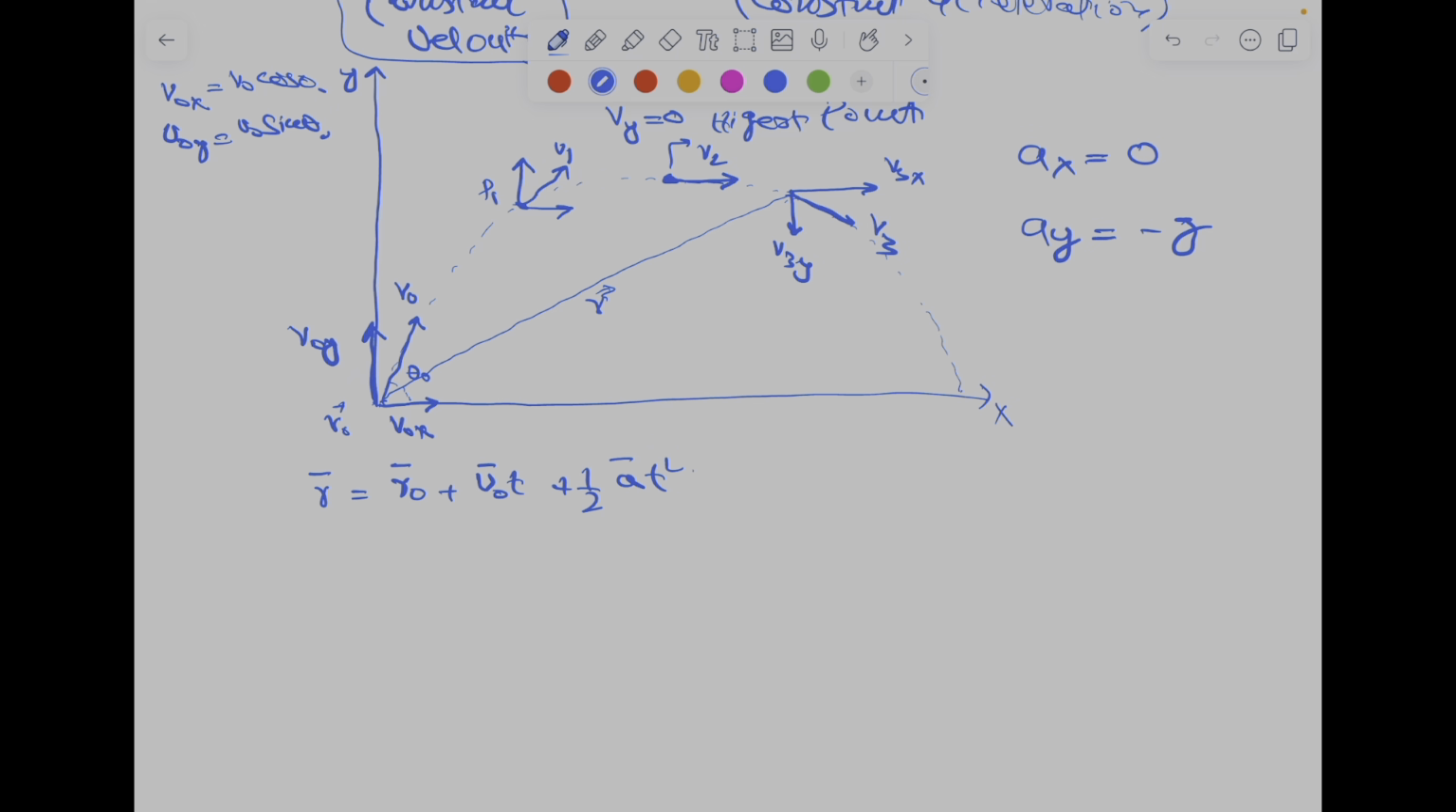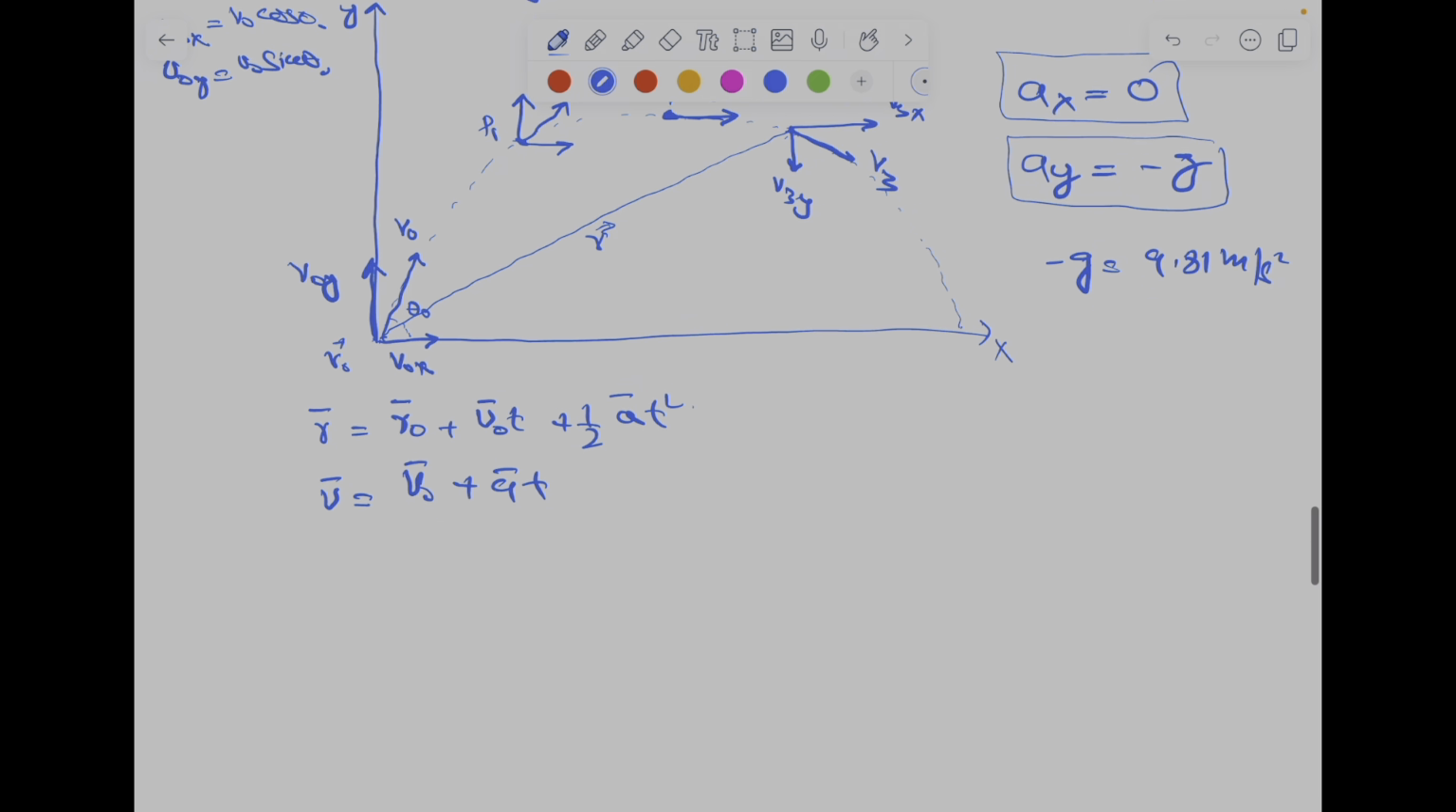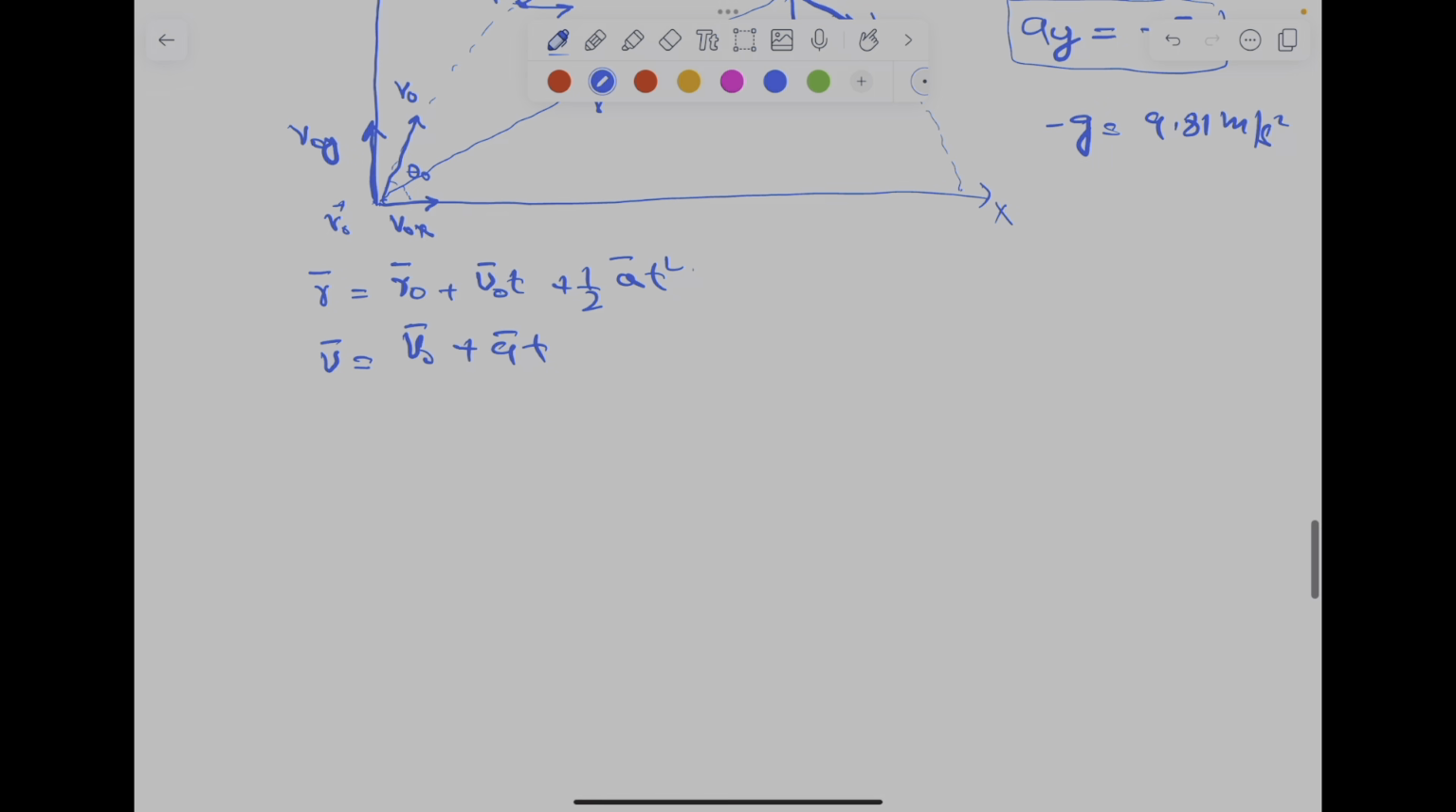So the velocity at any instant of time is given by v naught plus at, and the x component of the acceleration is 0, but the y component is negative g, and g is 9.8 meters per second squared. Okay, so now we're going to see what is the motion along x direction and motion along y direction.